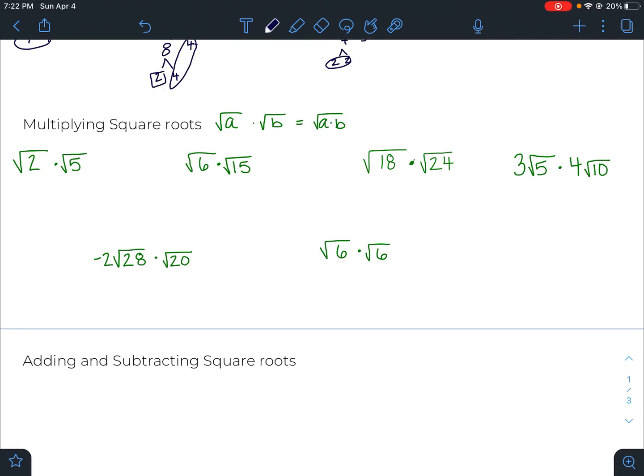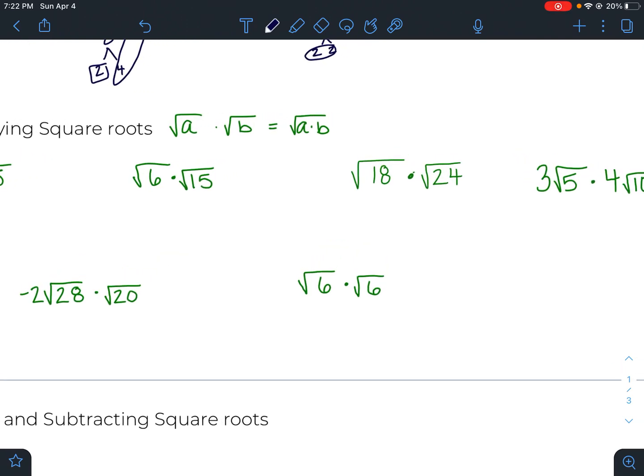Today we're going to focus on multiplying square roots. Now why we're doing multiplying before adding and subtracting, you ask? Well, it is extremely similar to what we just did with simplifying. So let's jump into it.